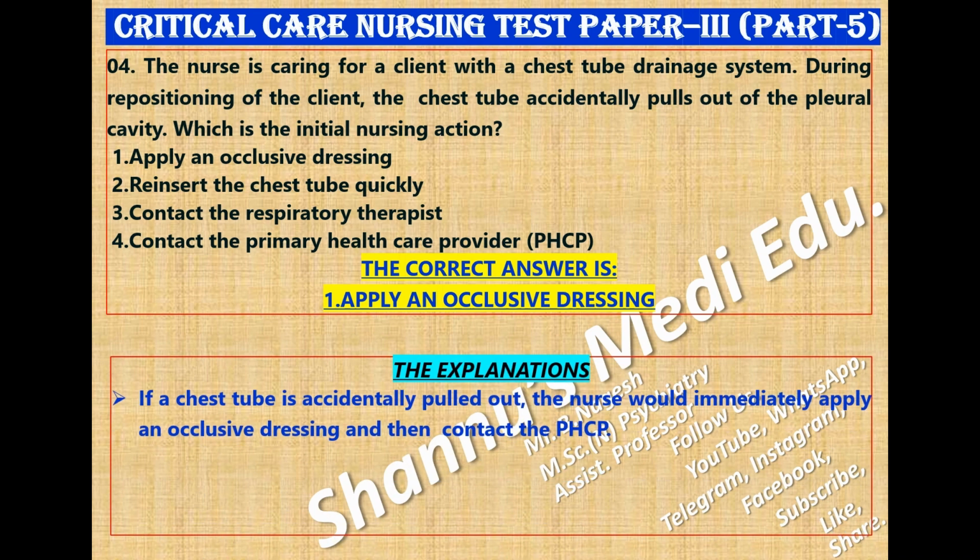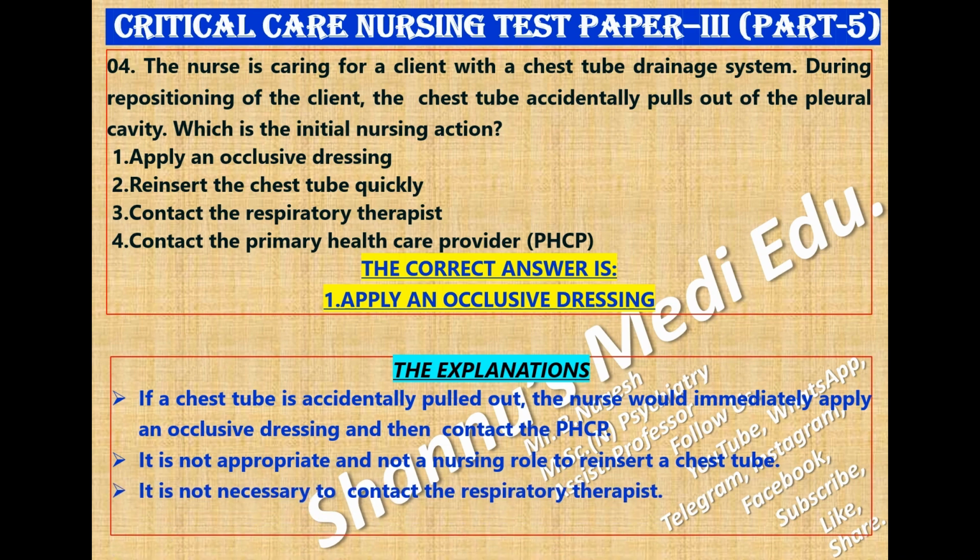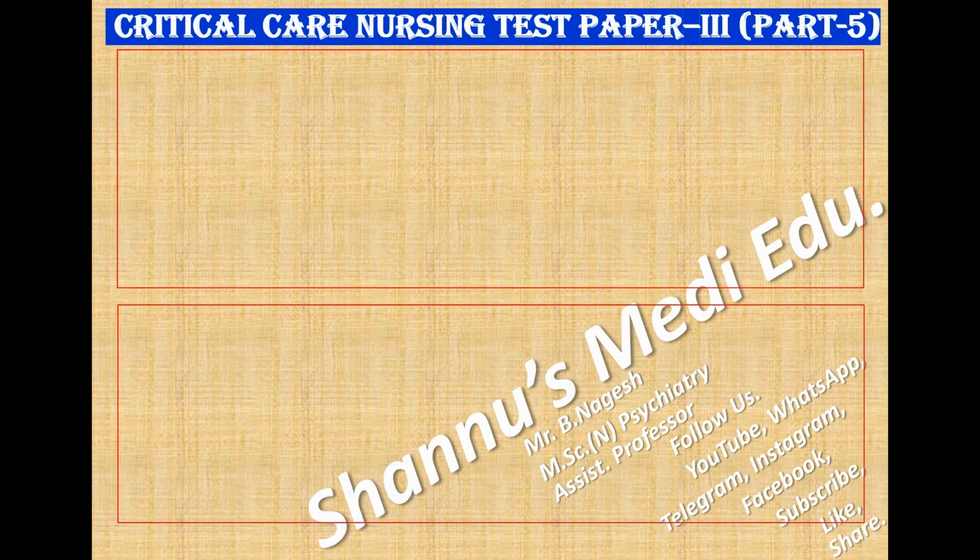The explanation of this question: if the chest tube is accidentally pulled out, the nurse should immediately apply an occlusive dressing and then contact the primary healthcare provider. It is not appropriate and not within the nursing role to reinsert a chest tube. It is not necessary to contact the respiratory therapist. The primary healthcare provider needs to be notified, but this is not the initial nursing action.